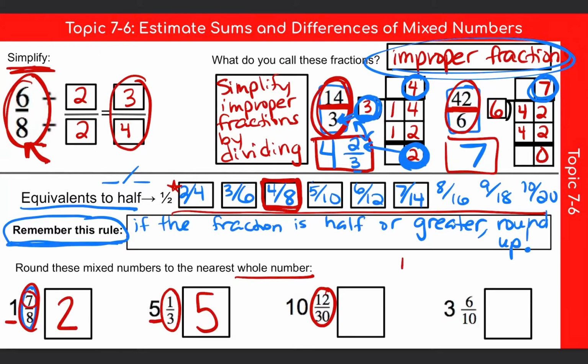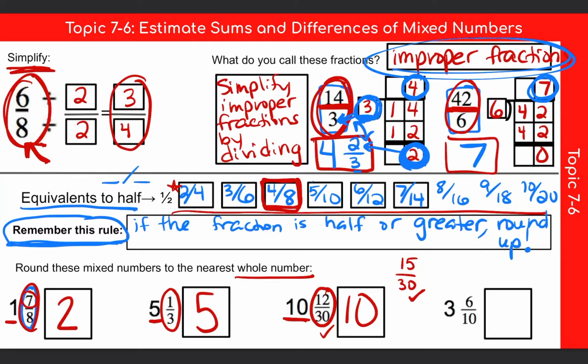15. So a half equivalent would be 15/30. What's greater, 12/30 or 15/30? 15/30 is greater. So that means that 12/30 is less than half. So that means we keep the 10 the same.